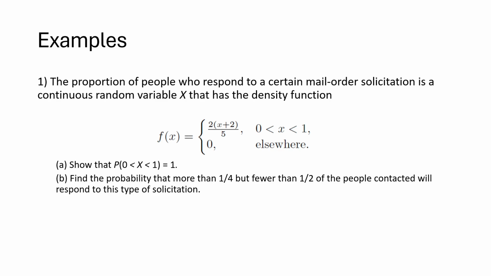The proportion of people who respond to a certain mail order solicitation is a continuous random variable x that has density function f of x given by 2 by 5 times (x plus 2) when x lies between 0 and 1, and it is 0 elsewhere. Show that the probability of x lying between 0 and 1 is 1. Second, find the probability that more than 1/4 but fewer than half of the people contacted will respond to this type of solicitation. So write down the question, we'll solve it fast.